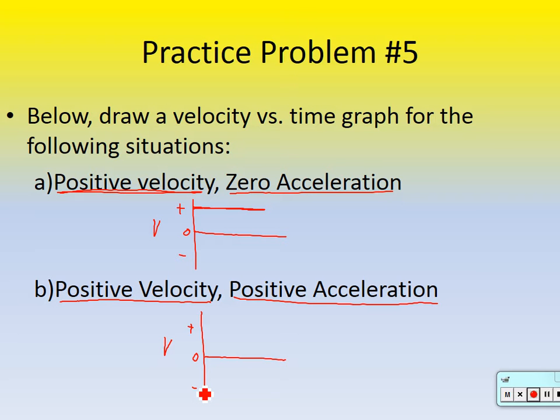Okay, let's see if you got it right. Positive velocity, so we're going to be upstairs here, and positive acceleration. So will there be a slope on this line? Yes. Positive slope or negative? Positive. So it's just going to be a line like that. Okay, good job.